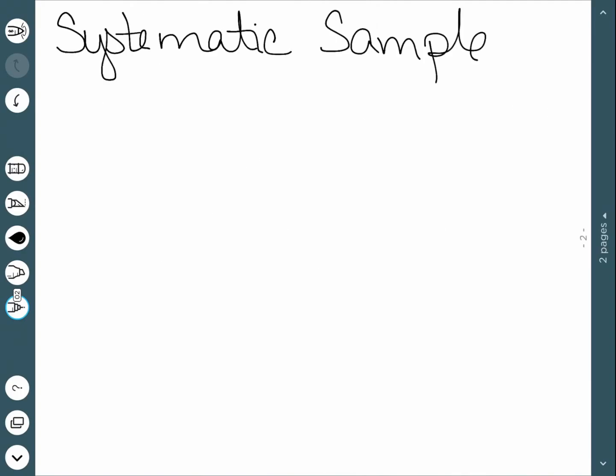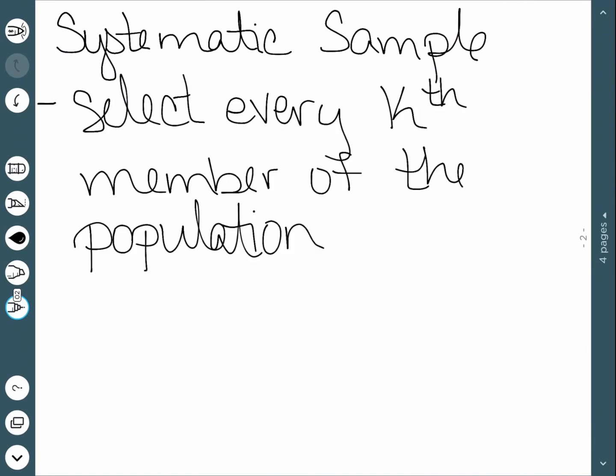The next one we'll look at is called a systematic sample. In a systematic sample, we pick some number, which we'll call k, and we just select every kth member of the population. The number k can be any number depending on what we need. Maybe we want to select every 5th member, or maybe we want to select every 200th member. It really depends on what we're doing.